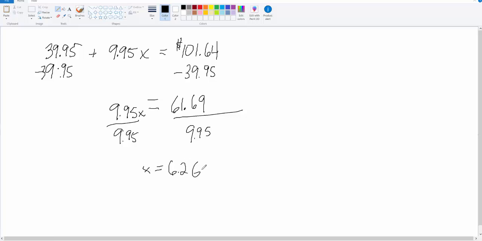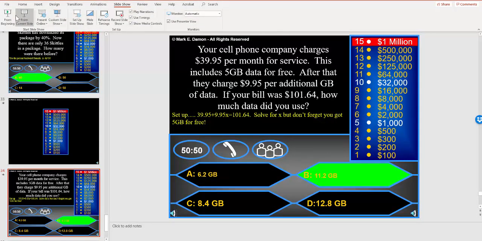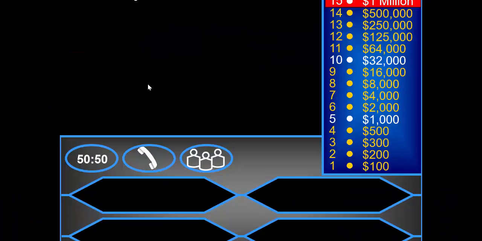Now, some of you might have said that that's the answer, but you have to be really careful because don't forget your plan comes with 5 free gigabytes. So don't forget to add those in at the end. That's why the final answer comes out to be 11.2 gigabytes. And that is the final answer. Oh yeah! Woo!